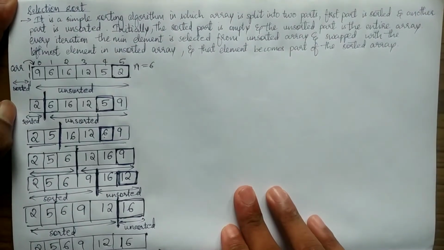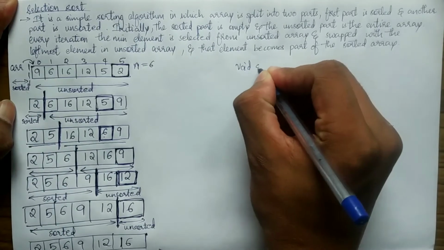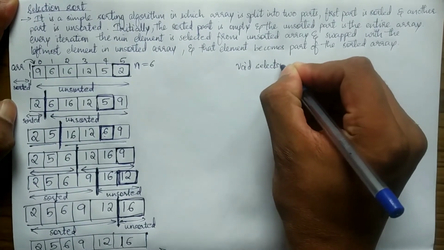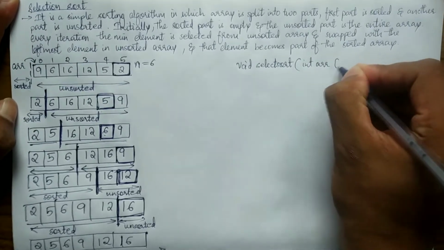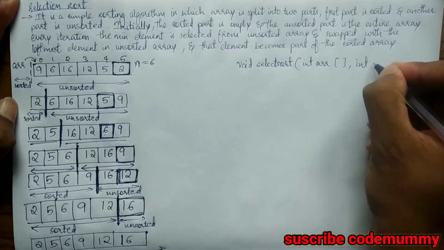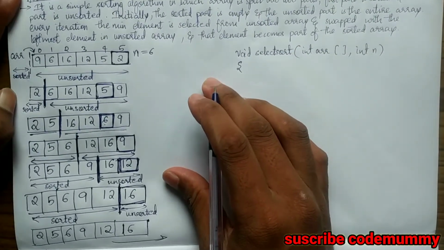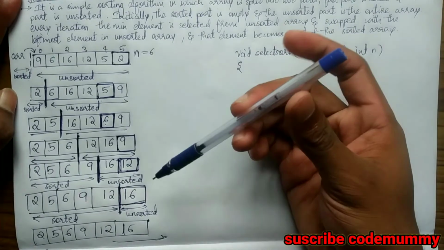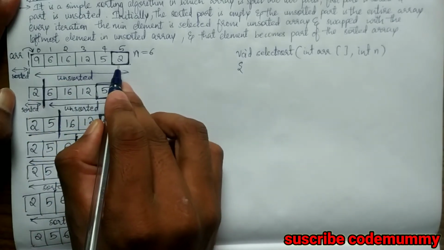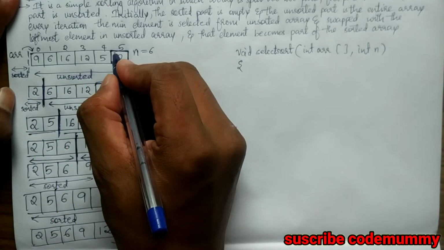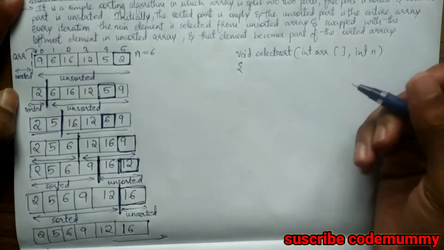So let me quickly explain you the code for selection sort. Let's take a function void select sort. Then let's pass the array, then the length of the array. So in this example we saw that we'll require two loops. One loop to iterate through the unsorted array and another loop to find the minimum element. I'll explain you how to find the minimum element here.